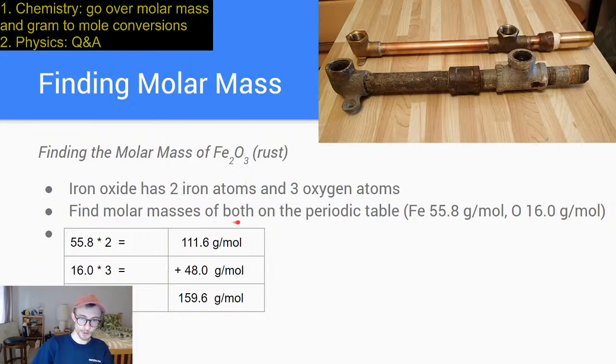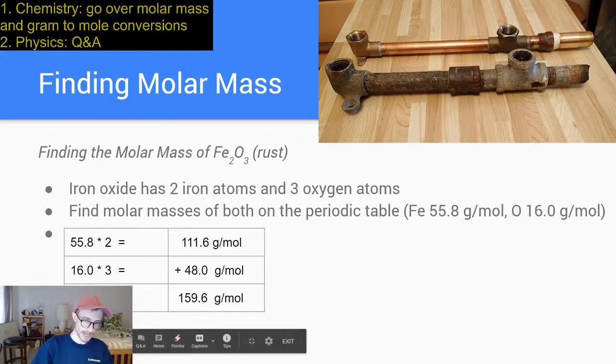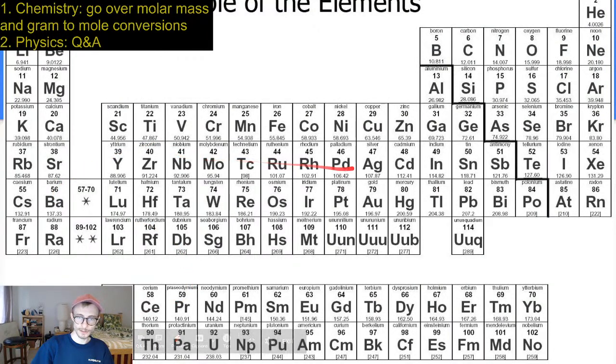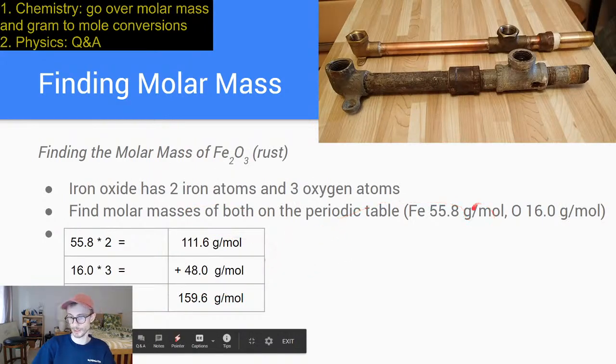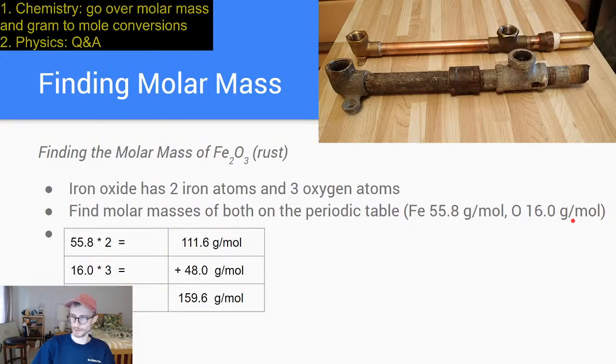So first we find the molar masses of both chemicals on the periodic table. And so we can go back to our periodic table and do that. Iron is here in the middle, has a molar mass of 55.845, so you could round that to 55.8. And then oxygen's in the top right here. It's got a molar mass of 15.999. We'll just round that to 16 because it's pretty close. Again, if you're doing it on your own, you don't have to round. I'm just doing it to make the numbers easier to look at. So iron has 55.8 grams per mole, and oxygen has 16 grams per mole.